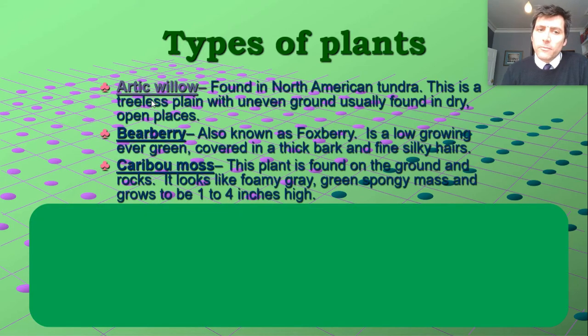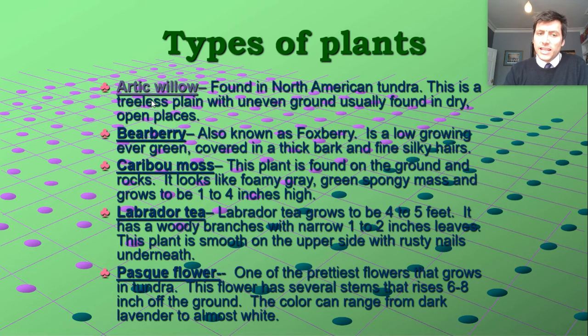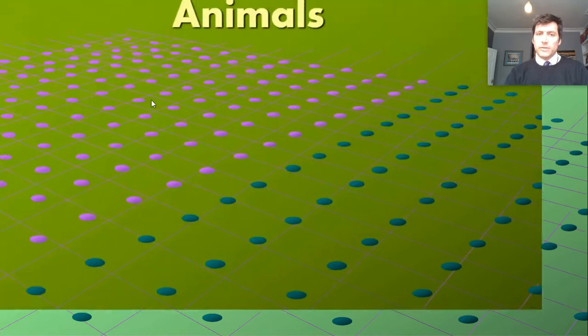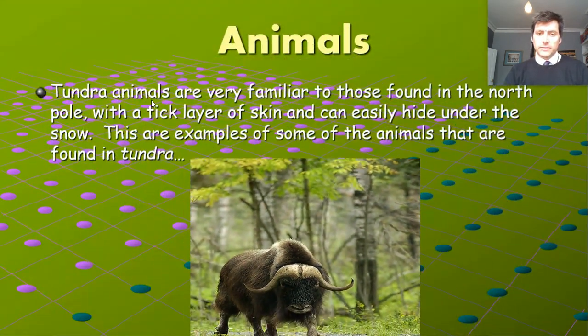Okay. And there's lots of different plants which grow there. However, these plants are ones that can only survive in such a cold environment. So things like willow, Arctic willow, they grow low. Caribou moss, so again more moss. Labrador tea, which don't grow very high, and then pasque flowers. So it's really pretty. But they don't grow very high. Okay, you can see some images of those different plants there.